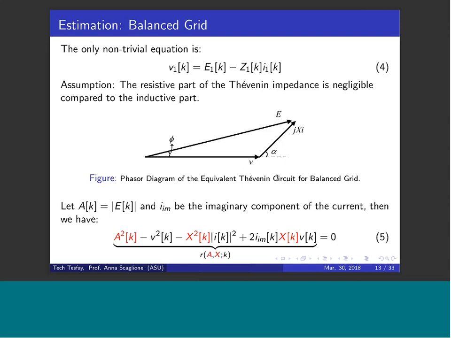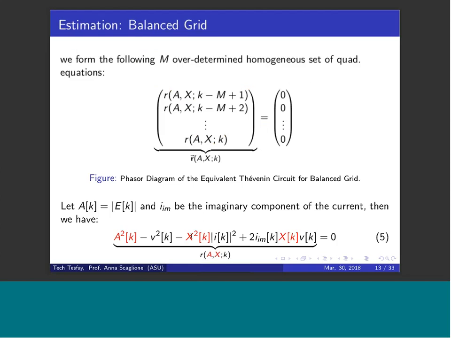Since we don't assume the voltage phasor angle to be known, what we did is we assume A to represent the magnitude of the Thevenin voltage, and we use the cosine law to convert this equation to this quadratic equation, where we call this the residual equation. And in this equation, we have two unknowns: the Thevenin voltage magnitude and the reactance of the Thevenin parameter. And we still cannot solve it.